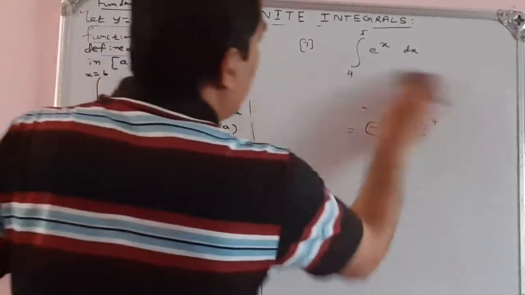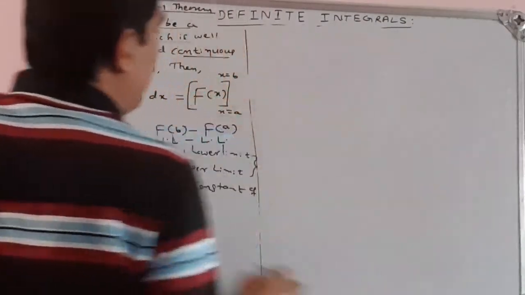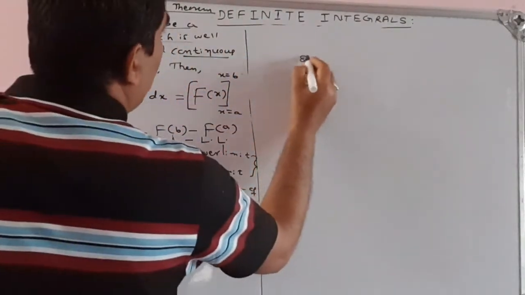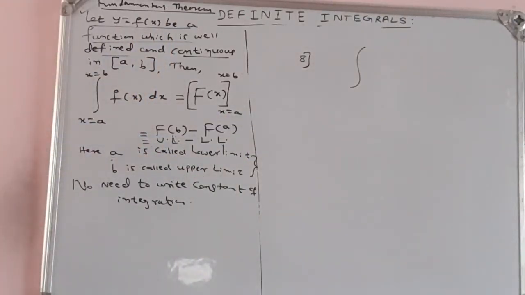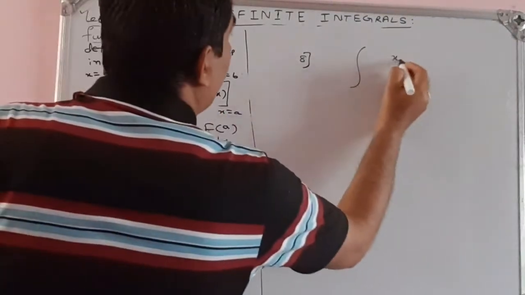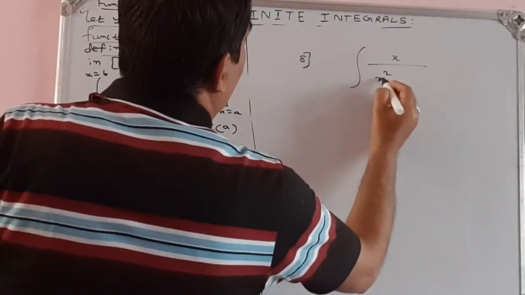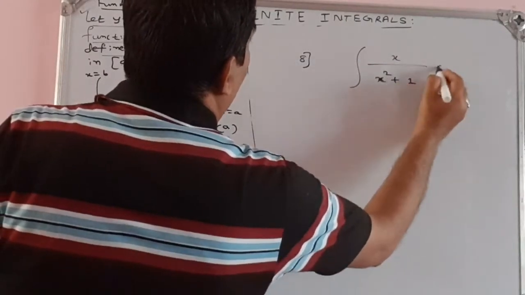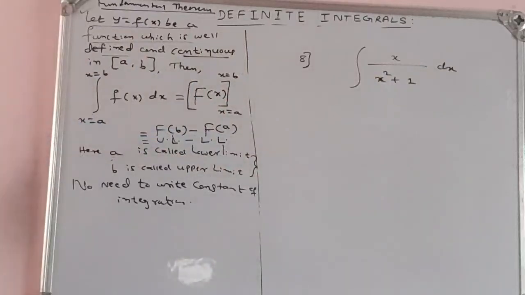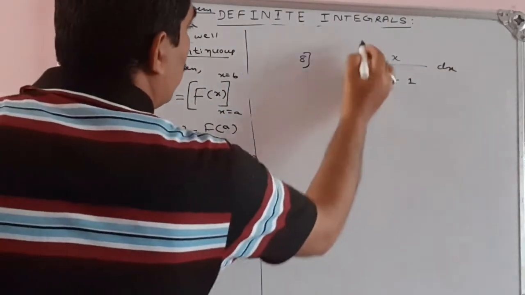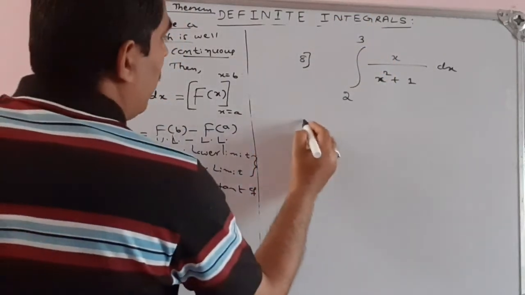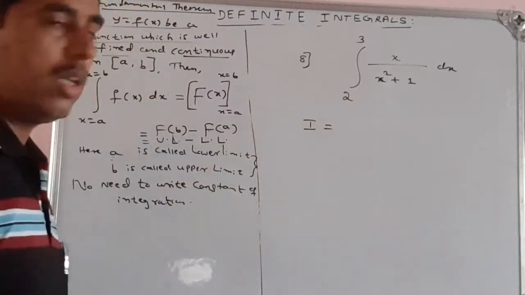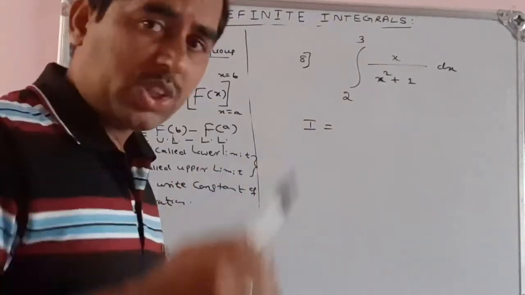Then let me go for another example. The integration of, so this we have already worked out in our indefinite integral part: x by x square plus 1, from 2 to 3. Observe carefully. Now I will equate this to I. First we have to remember all the standard forms.